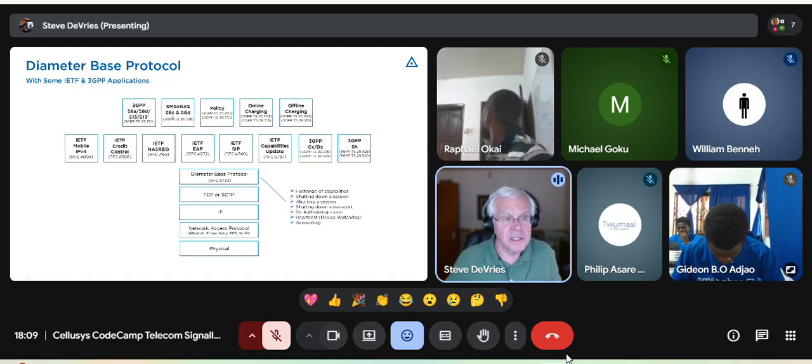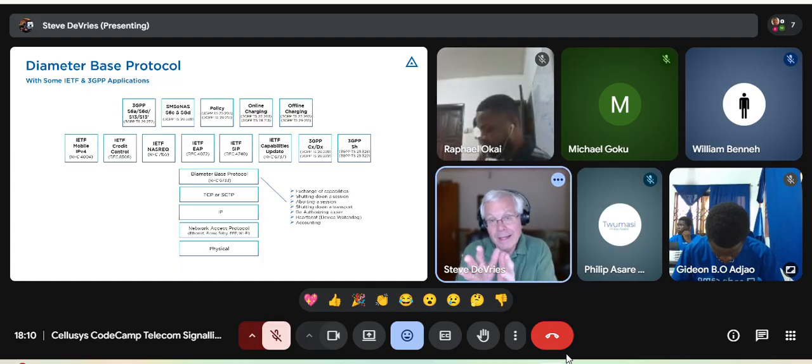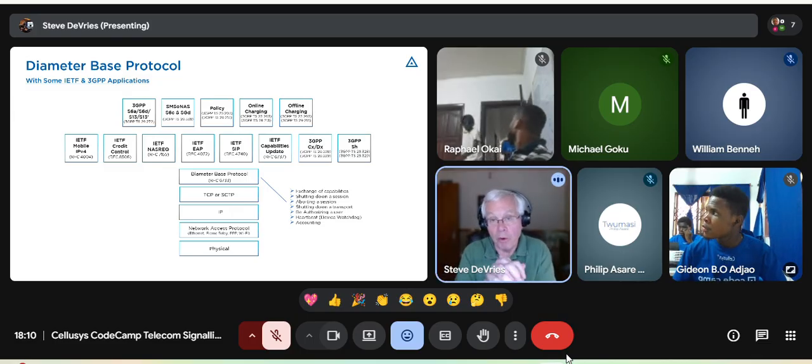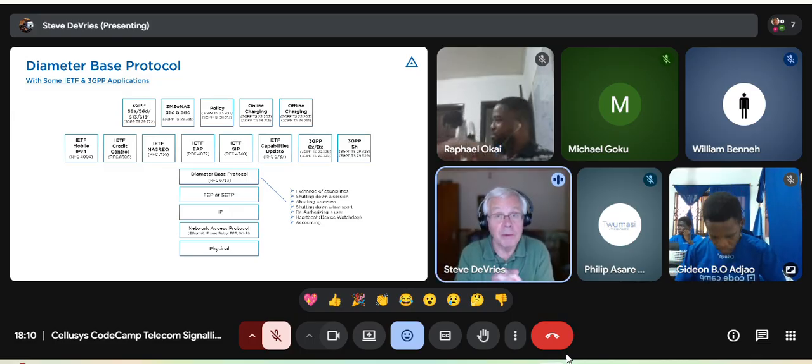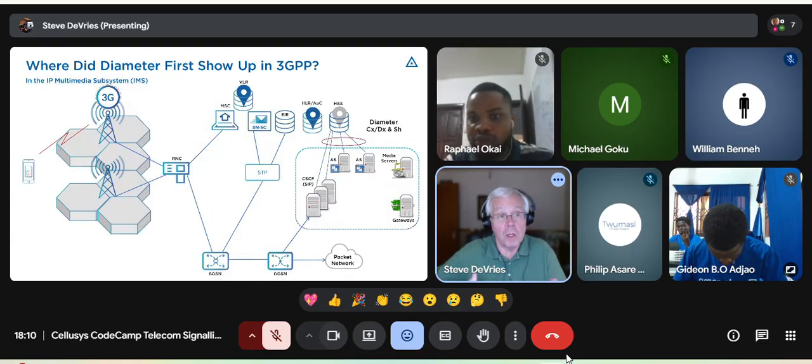Now, some of these look kind of strange: S6A, S6T. These are just the interface names. Again, I certainly don't expect you to memorize the interface names, but just be aware that Diameter as a base protocol does these 7 things, but it's been expanded now for 3GPP to use on different interfaces. Because again, it's a very back-and-forth protocol.